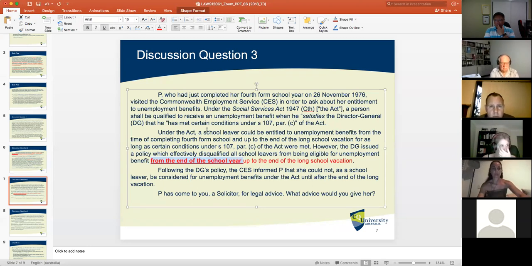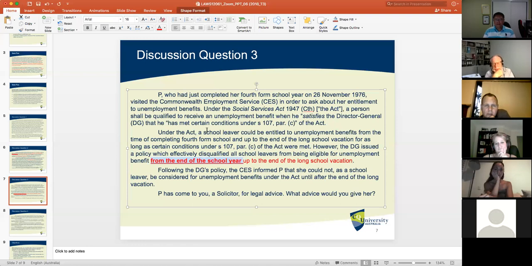I thought what the DG was saying was when you left school, you couldn't apply for the benefit until after the school vacation had finished, whereas before they could apply immediately upon finishing school. So what he's done is effectively made it impossible for anybody to satisfy him that they have met certain conditions, whatever they are, under Section 107, Paragraph C of the Act.